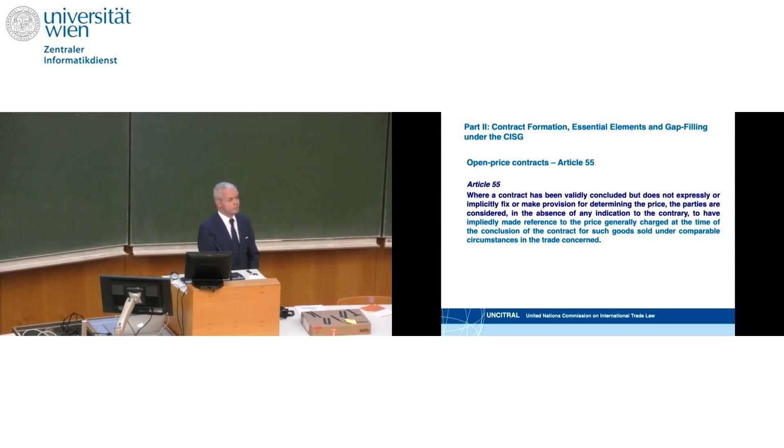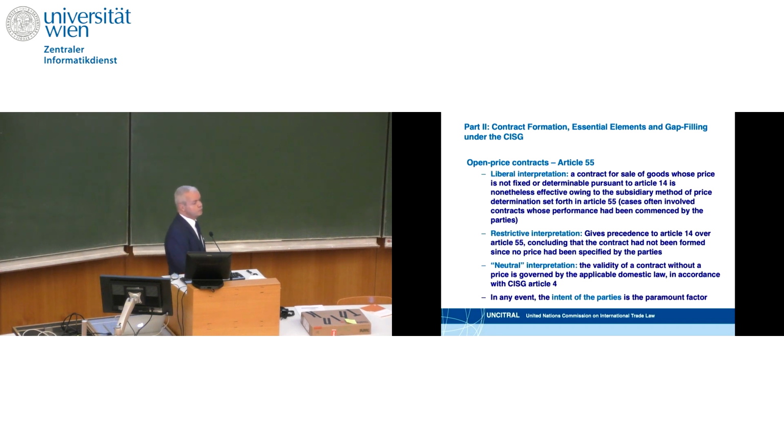Now, so far so good, but then you move down to Article 55 of the CISG concerning the buyer's obligation to pay the price, and you find a provision that says, where a contract has been validly concluded but does not expressly or implicitly fix or make provisions for determining the price, the parties are considered, in the absence of any indication to the contrary, to have impliedly made reference to the price generally charged at the time of the conclusion of the contract for such goods, sold under comparable circumstances in the trade concerned. And you look at this and say, but how come? Didn't Article 14 require the contract to fix or make it possible to determine the price? And now Article 55 says, but you can enter a contract without fixing the price.